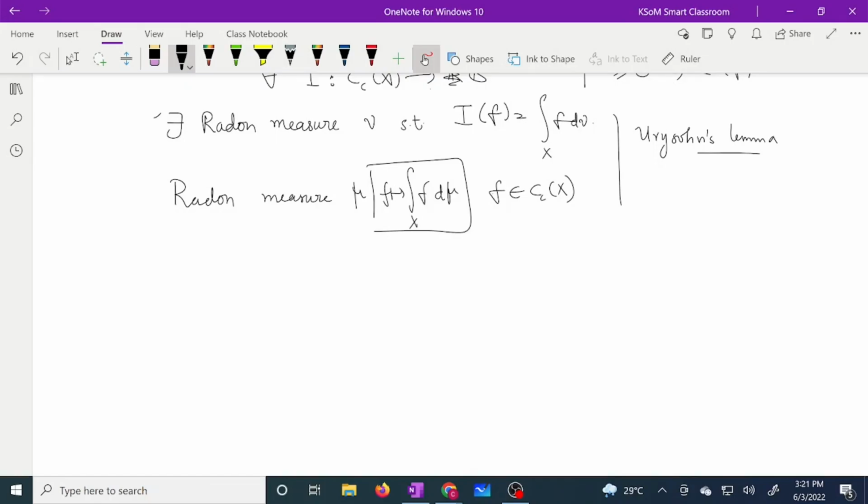No. F is in Cc of x. This is I of f. This is my definition of I of f. How are you connecting it? Mu is there, and the integral is with respect to mu. You had to show a one-to-one correspondence between I and mu, no? No, I did not say one-to-one correspondence at all. I said identification. The converse is true, which means that if I gave you mu, you have to get I out of it. But I'm not sure it is one-to-one. I mean, it is not obvious that it is a one-to-one correspondence.